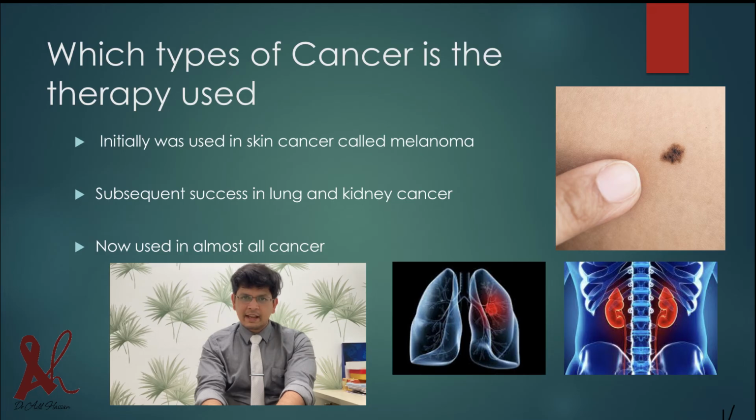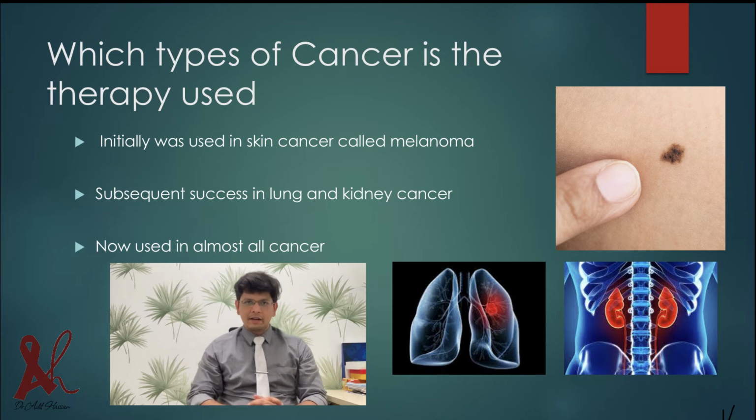So is immunotherapy used since a very long time? It has been developed over the last 10 years. Initially, there was more enthusiasm or more research done in skin cancer, that is melanoma. But following this fantastic success in melanoma, its effect has been replicated in other cancers as well, namely lung cancer, kidney cancer, liver cancer, and now it is used in all cancers.